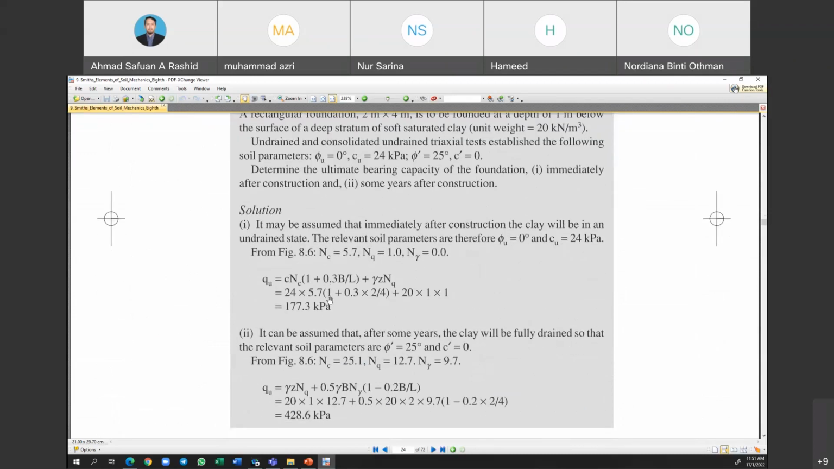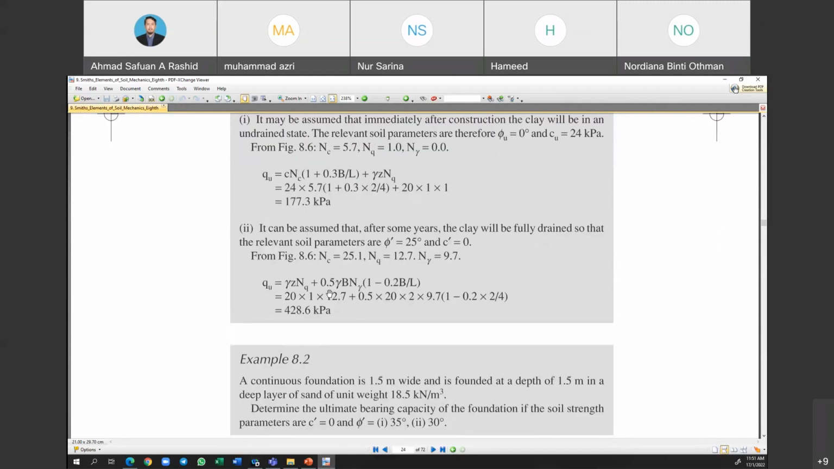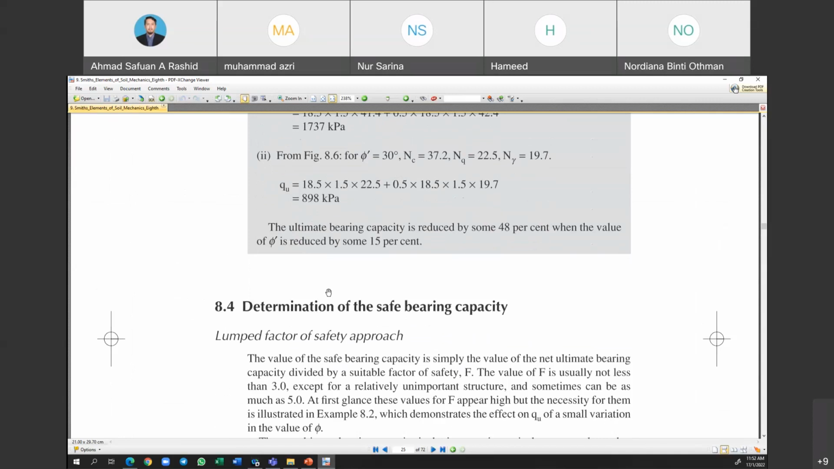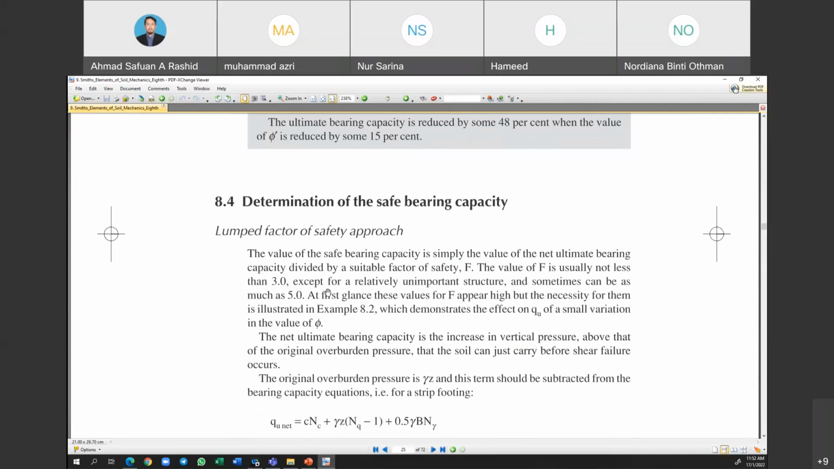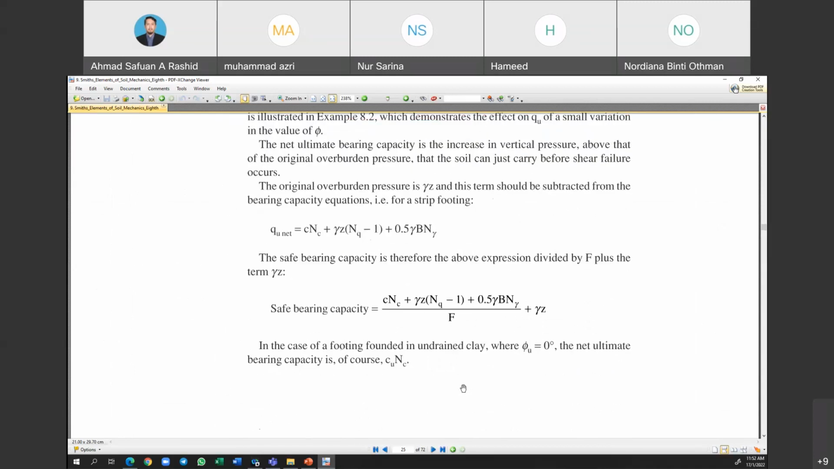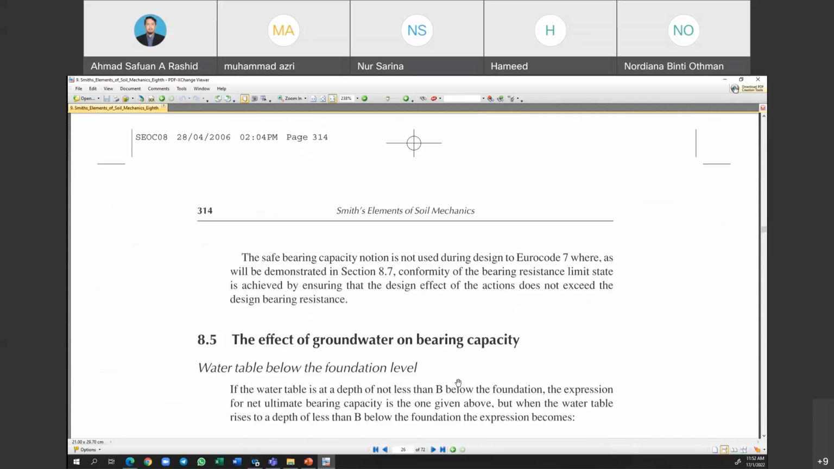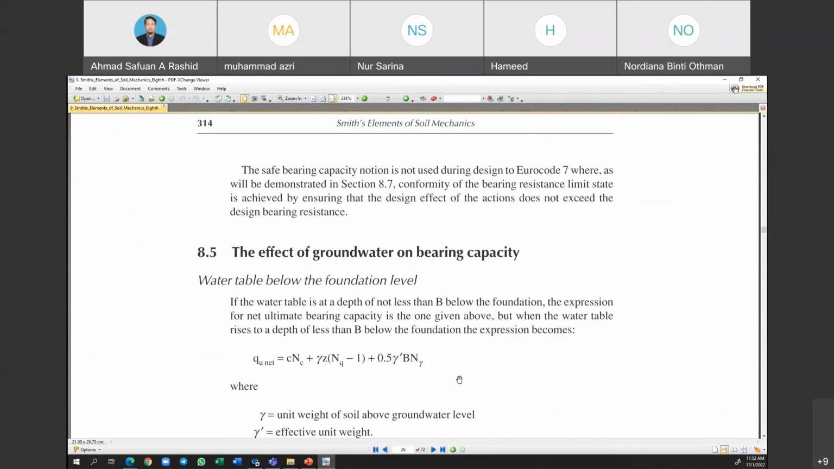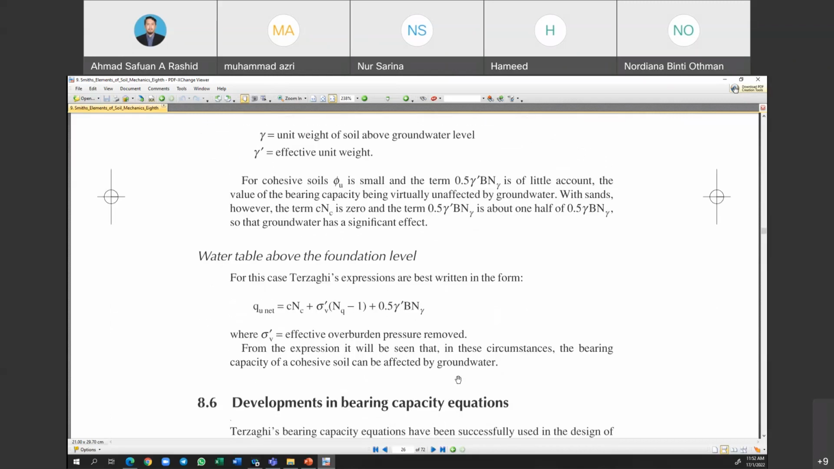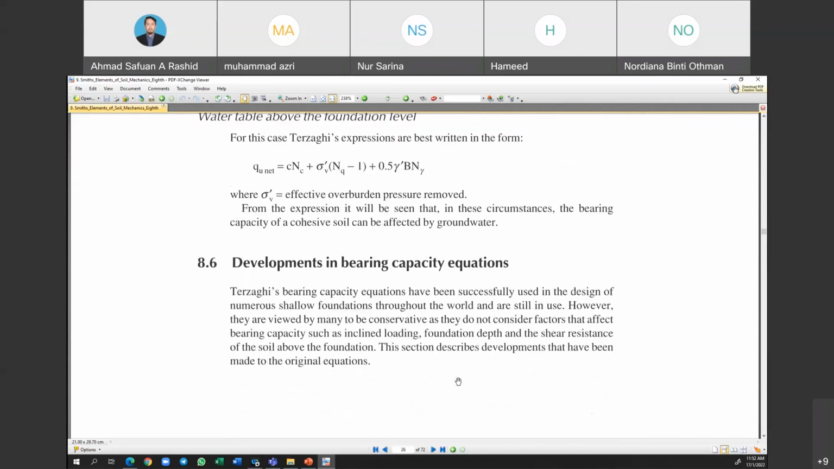So this is the example based on the conventional equation. You may look later on. This is the use of the factor of safety, which is the conventional approach. Then there is the discussion on the effect of groundwater on bearing capacity. You can do some reading here, on developments in bearing capacity.